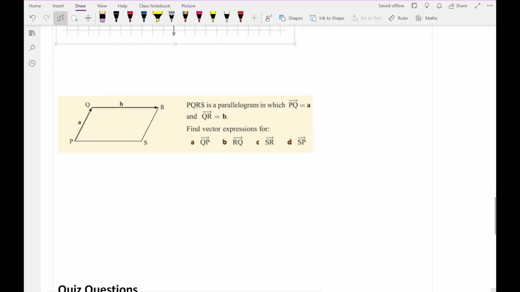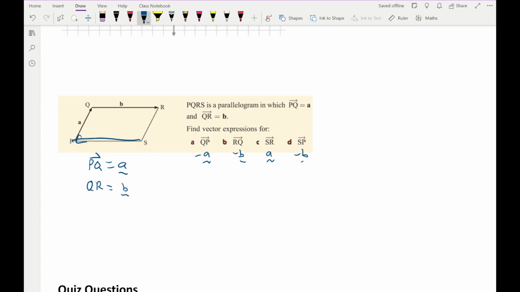The other thing you can do with vectors is write things in terms of your smaller vectors. So here I would have PQ is the vector A, just like that there, and QR is the vector little b. So if I wanted to write QP, well, that's going from Q back to P. That's going to be minus A. If I wanted to write RQ, well, that's going back from R to Q. That's going to be minus B. If I wanted to go from S to R, well, this is a parallelogram, so this is also going to be A. And S to P will be going from S back to P. That's going to be minus B.